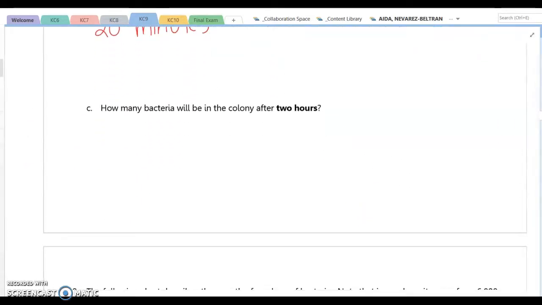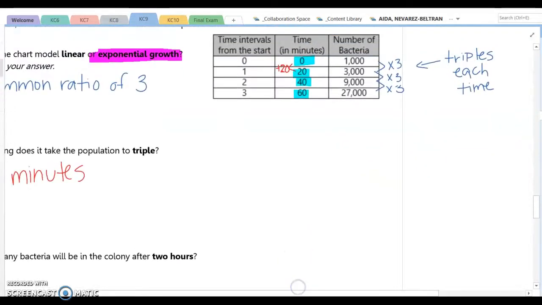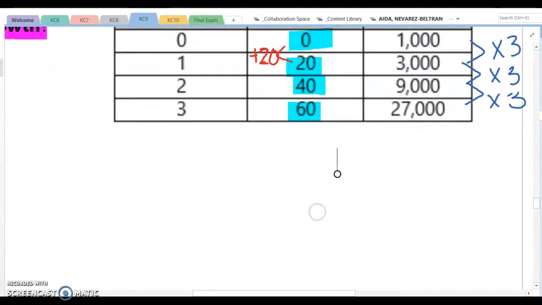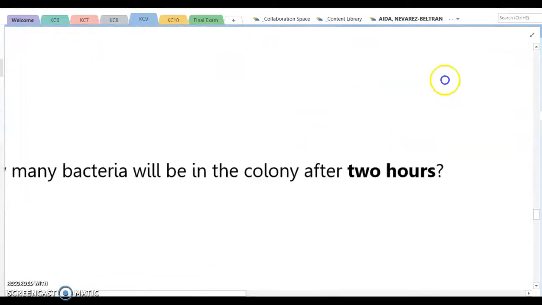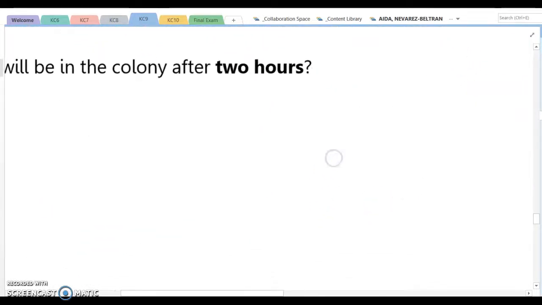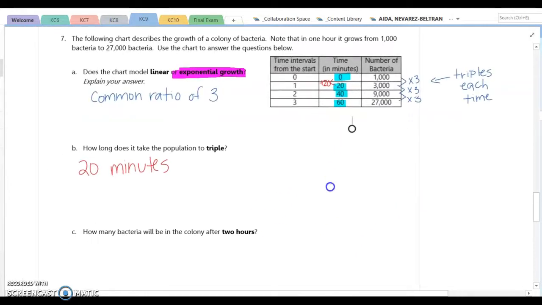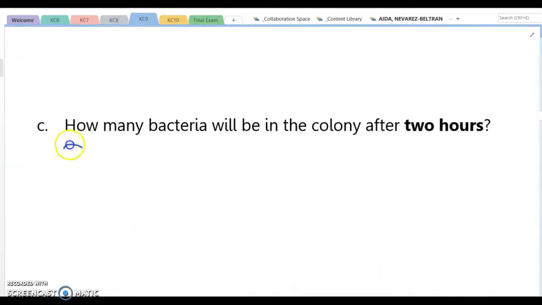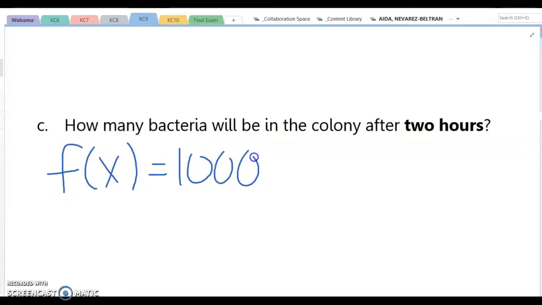Then it asks how many bacteria will be in the colony after 2 hours. So your choices are, right, so we see time in minutes, 60, so we see 1 hour. You can keep going and tripling until you get to 2 hours, right, or we can use our function. So if we look, we started at 1,000 bacteria and we're tripling each time. So our function would be that we started at 1,000 bacteria and we are tripling each time.